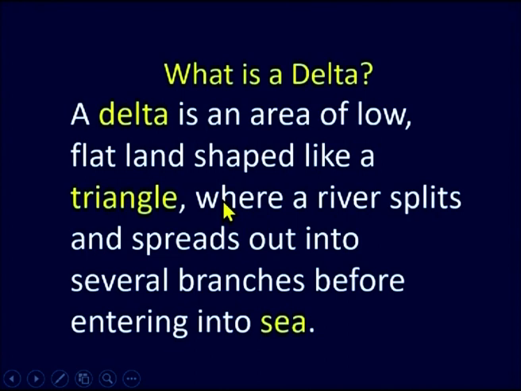Deltas are generally fertile lands. Why? Because the rivers carry a lot of silt and humus along with them, so they become very fertile lands.